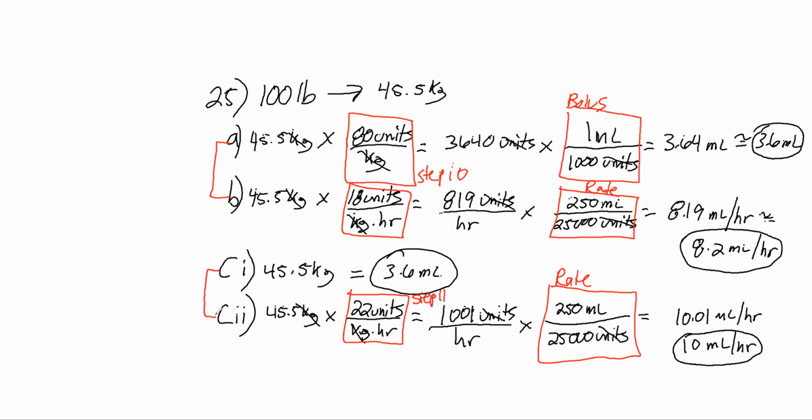So I'm gonna put 45.5 kilograms, and I'm rebolusing. I'm using the 40 units over the kilogram. Correct. And I'm gonna get an answer. And then you would divide by 1,000. Oh wait, I'm dividing by 1,000.